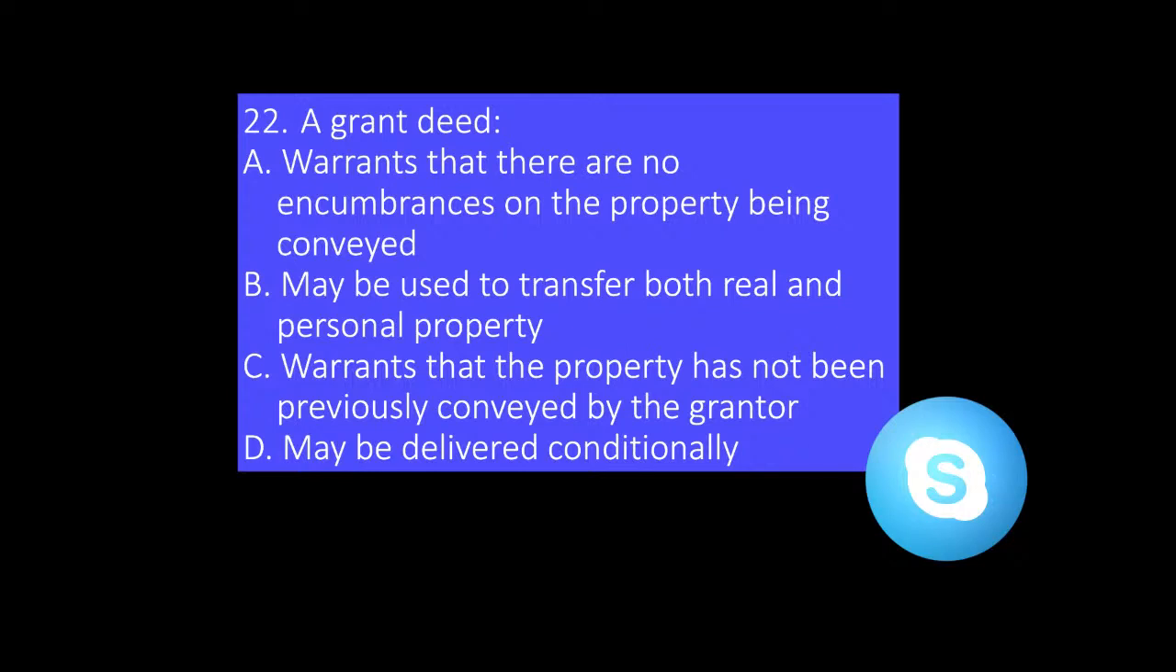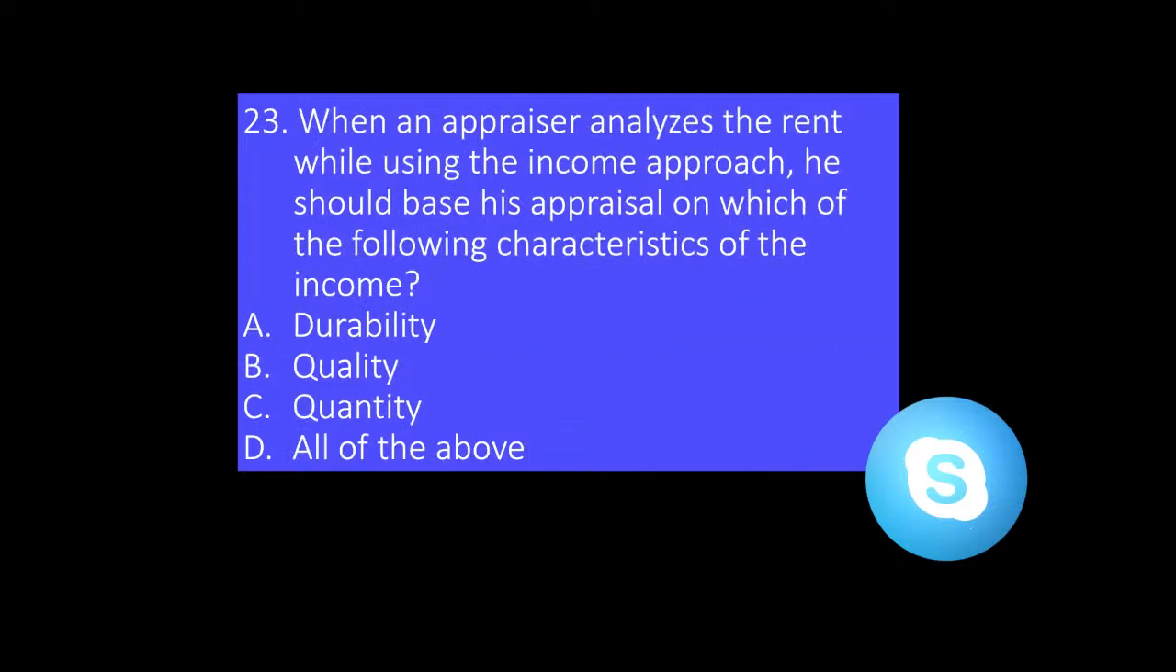D is incorrect because a grant deed cannot be delivered conditionally. In order for there to be a valid delivery, the grant deed must be delivered unconditionally. In fact, that's one of the legal requirements. Okay, let's move on to the next one.